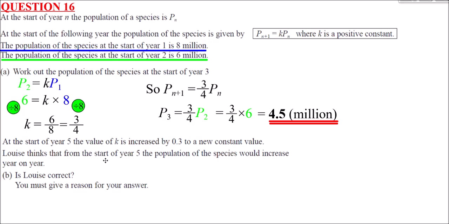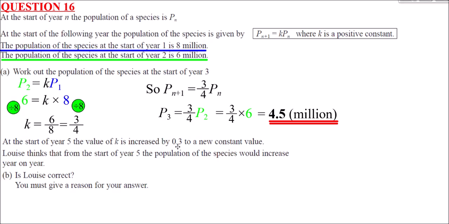Well, before anything's changed, look what's happening currently. Year 1 was 8, year 2 was 6, year 3 was 4.5. Currently, the population is decreasing year on year because this value of k is 3/4. It doesn't really matter what it is specifically. The main thing is it's less than 1. It's a fraction. So because it's 3/4, we're losing 1/4. If it was 2/3, we'd be losing 1/3 each time. The main thing is it's decreasing because before anything happens for part B, k was less than 1.